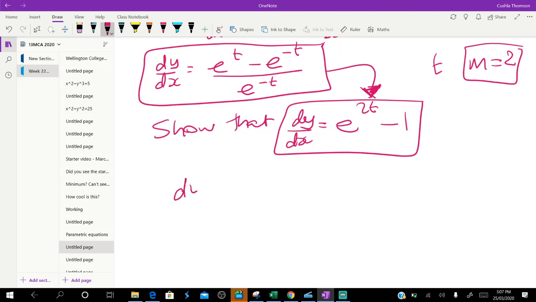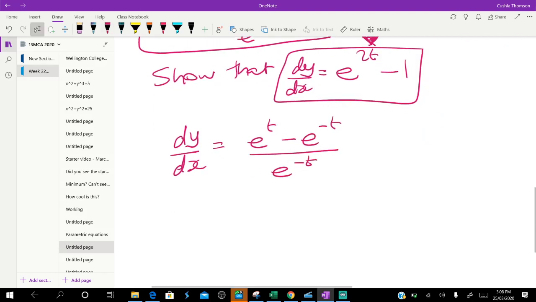Right, so what we've got to do here is dy by dx is equal to e to the t minus e to the negative t over e to the negative t. But that negative t down here is equal to e to the t in the numerator.